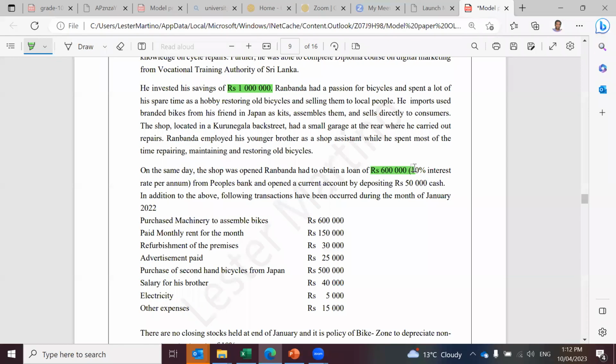So it's the amount, rupees, percentage interest. So please do underline. And opened a current account, please do underline, depositing 50,000 cash. In addition to the above, the following transactions occurred during the month of January 2022.